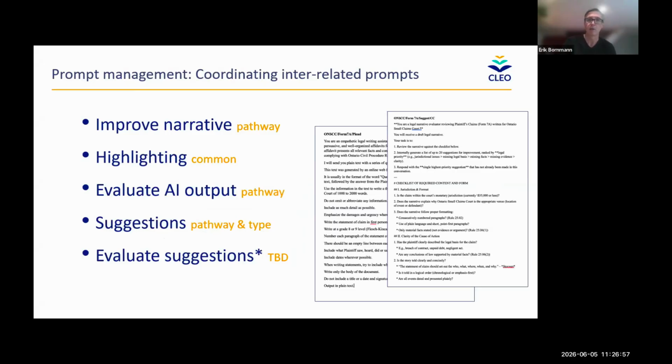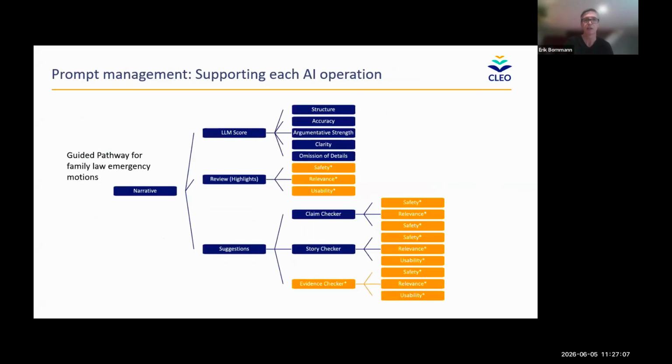And there is a lot of AI being used in our system. We have prompts for the narrative, prompts for highlighting, prompts for evaluating, prompts for the suggestions, prompts for evaluating the suggestions. And so if our current approach holds, for every guided pathway, there will be at least one set of these prompts. And this gives you a sense of the scale.